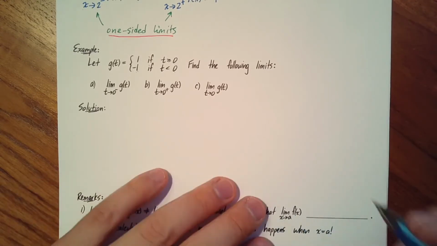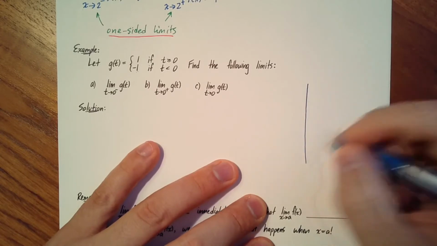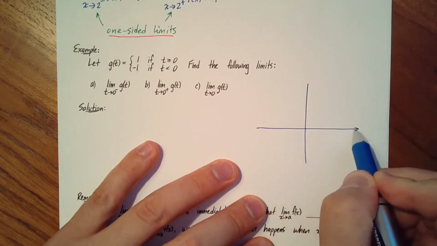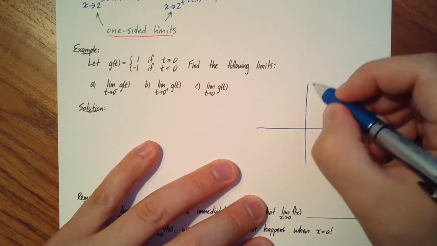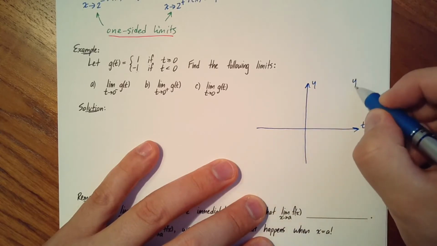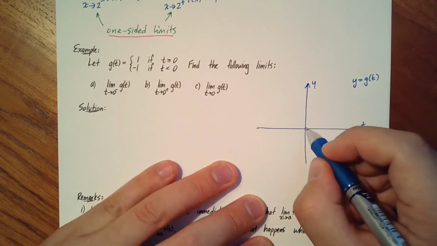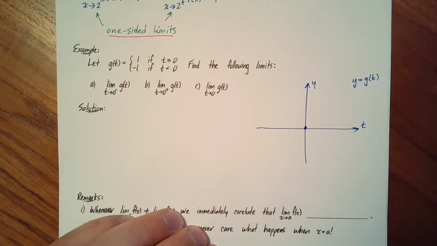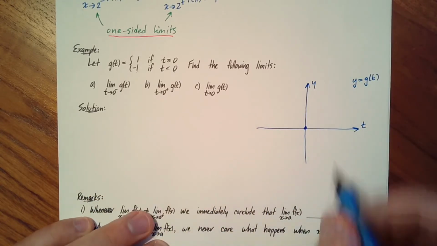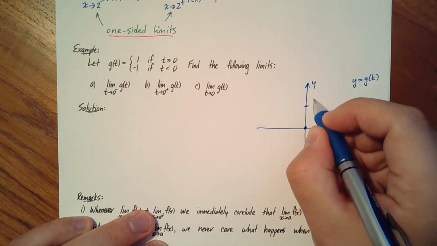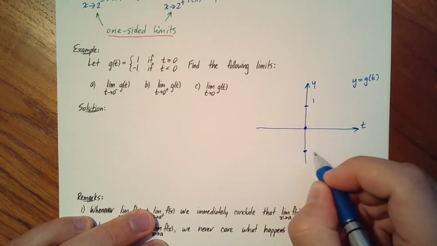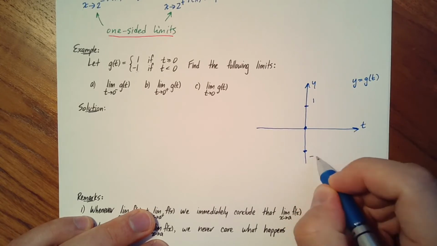Let's start by drawing the graph. It's fairly straightforward to sketch this graph. We've got a t-axis and a y-axis, because this is, of course, the graph of the equation y equals g of t. So what's it going to look like? Well, the function's always either 1 or negative 1, so those are going to be the important values. Positive 1 and negative 1.